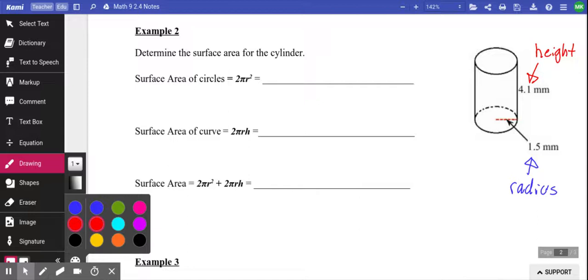We break it into its shapes. We're going to do the circles first, top and bottom, and then we're going to do the round the outside. The top and bottom, the circles, the formula is right here for you. 2 times pi times r squared. So we're going to go 2 times pi times, we already said that r is 1.5. So 1.5 squared. We then throw that in our calculator. We'll round to the nearest tenth to get 14.1.